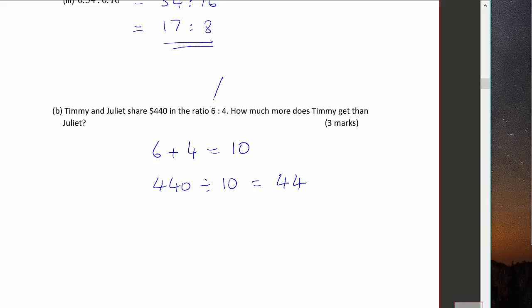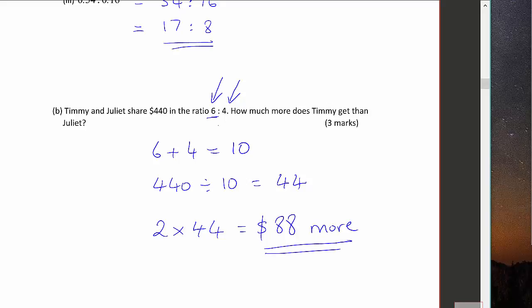Now you can go and work out how much Timmy gets because he's going to get 6 lots of 44. How much she gets, 4 lots of 44. But easier is the fact that he just gets 2 more parts. So if each part is 44, 2 lots of 44 is $88 more. So it saves you some time to spot that, but of course you could do it the long way if you want to.